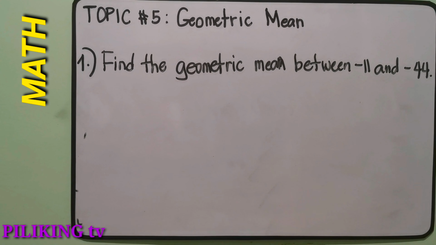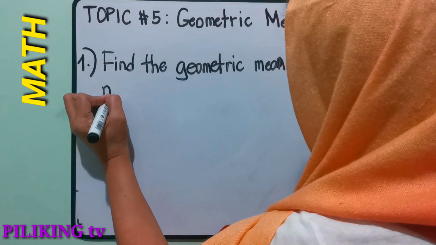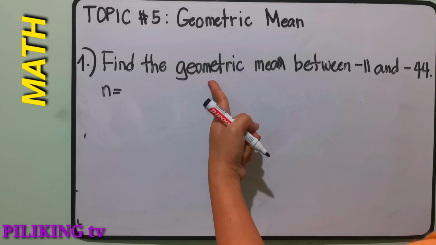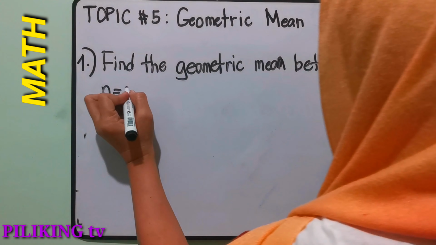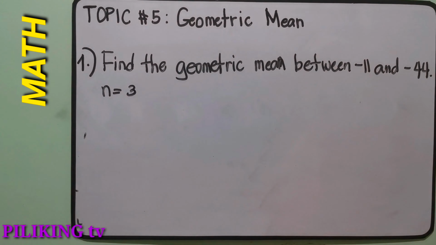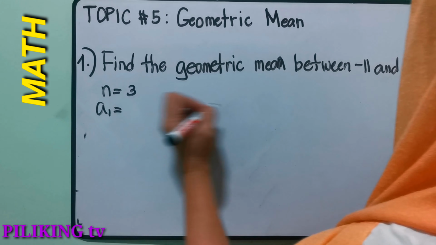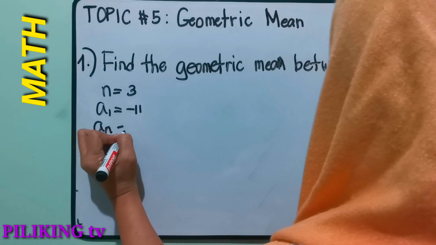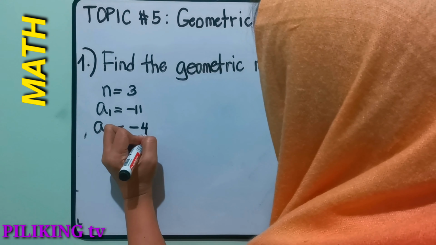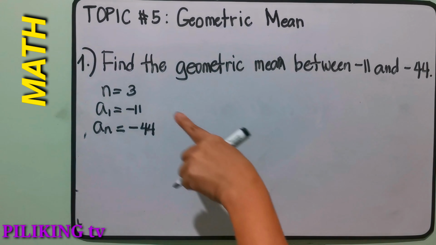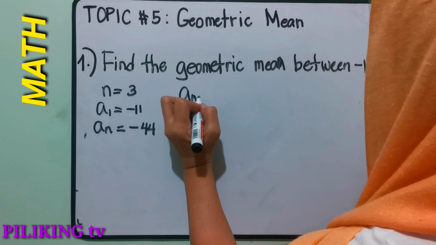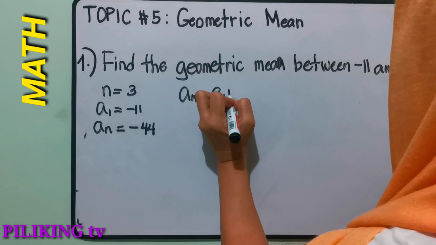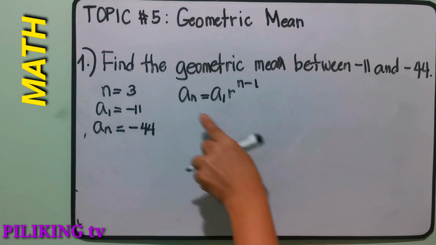Okay, so in that case, how many geometric means are we looking for? So we are looking for only one. Okay, so what is n on our given? Since we are looking for only one geometric mean plus the 2 here, therefore n is equal to 3. Okay, so our a sub 1 is equal to -11, and our a sub n is equal to -44. Okay, so by using again the formula, a sub n is equal to a sub 1 times r raised to n minus 1. So let us substitute.